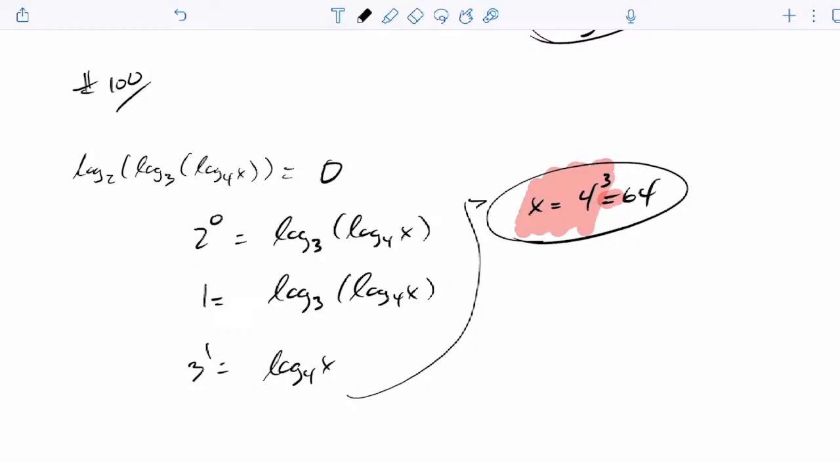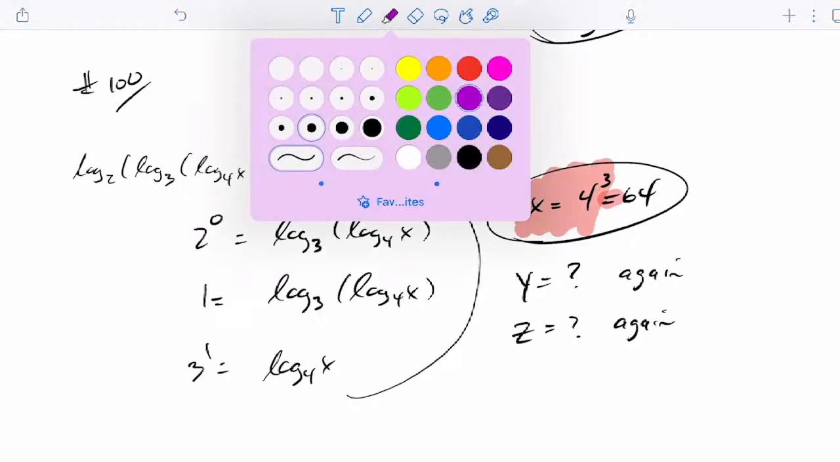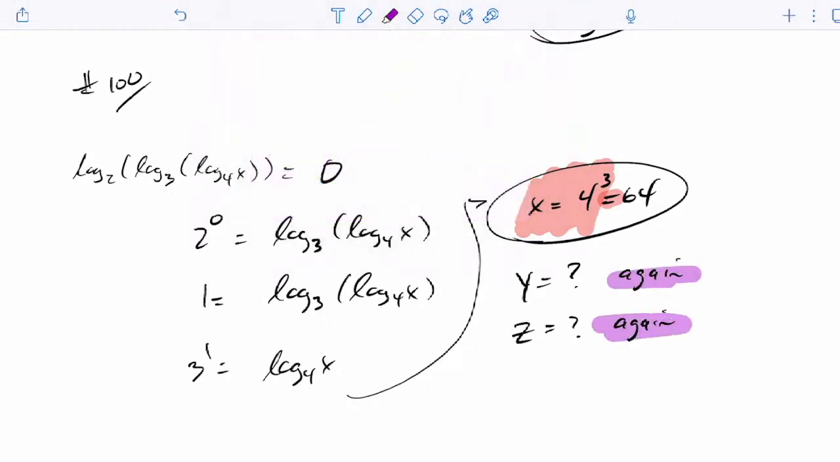And you get 64 out of that. So if you do it again, you'll find y. And you do it again, you'll find z. You know what I mean? If you do it all those times, you'll find y and z. So I set the first one equal to 0 and then unraveled it. I got x. If you do it again with the next one and the next one, you'll find y and z. They ask for the sum, but really you're finding x, y, and z.